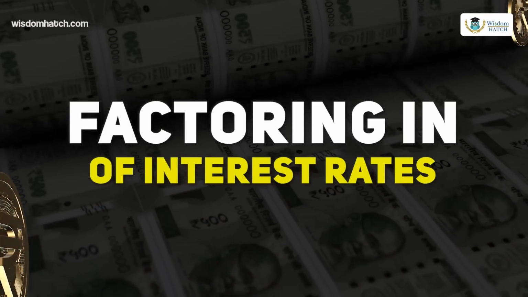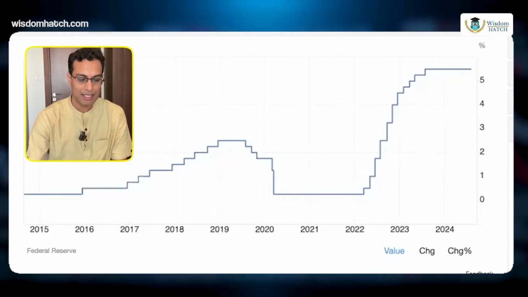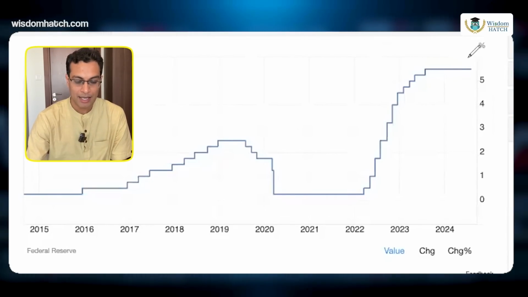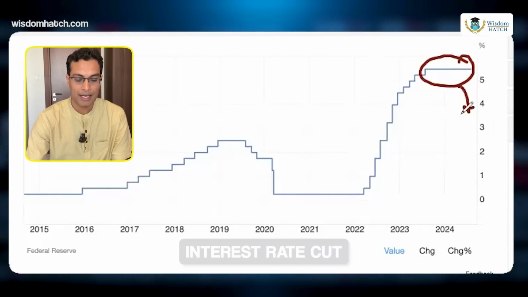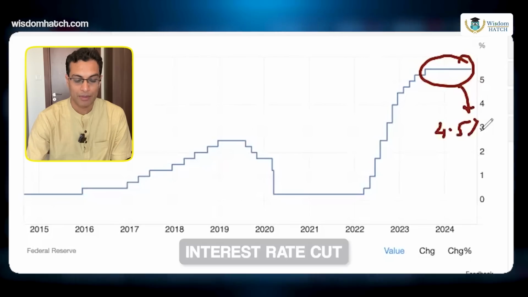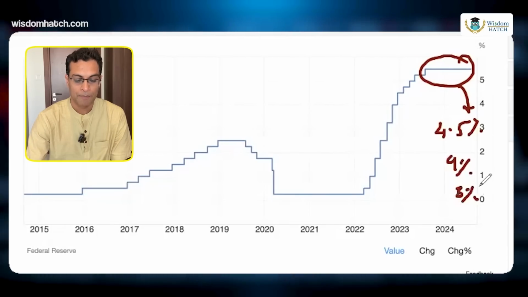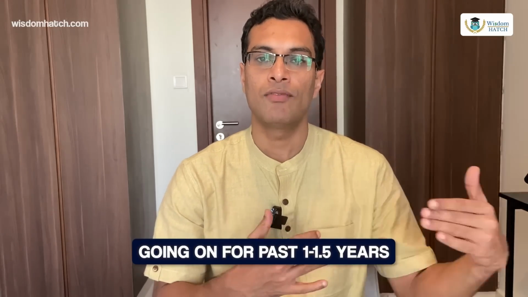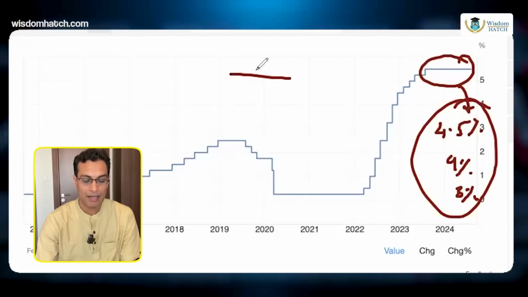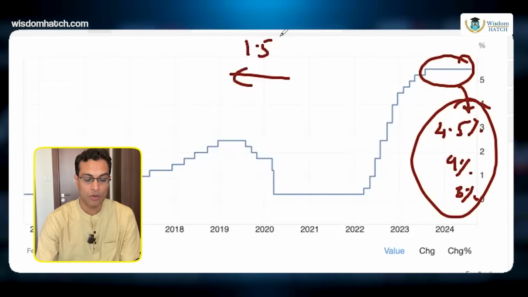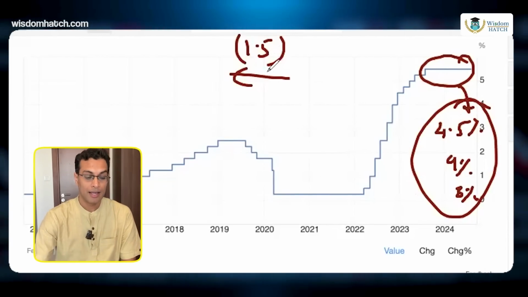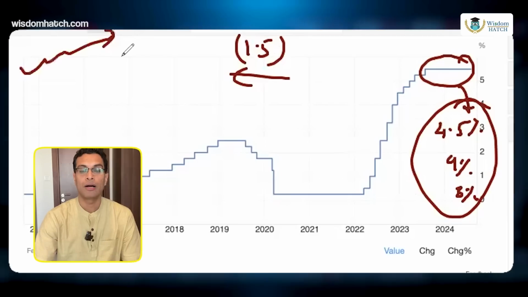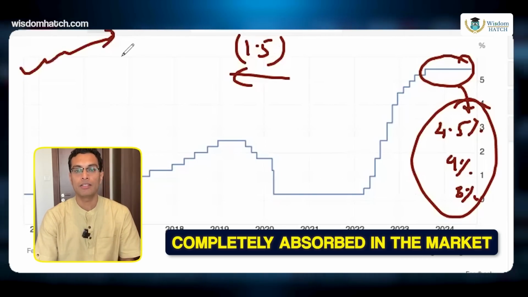So there are two things that you need to know. The first concept is called factoring in of interest rate. Now factoring in of interest rate means कि यार देखो ये वाली जो बातें चल रही हैं कि this interest rate is going to get cut, right? And it will be made like whatever 4.5% or 4% or 3%. This has been going on for the last 1.5 years. Now stock market में क्या होता है कि since this has been going on for the last 1.5 years, this has already been reflected or completely absorbed in the markets to begin with.